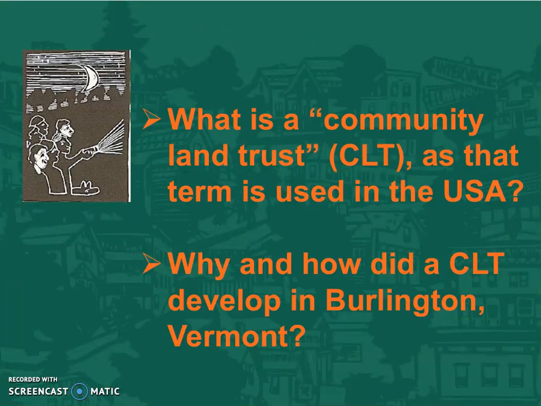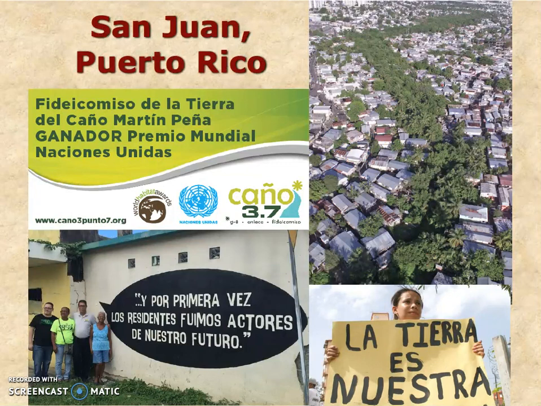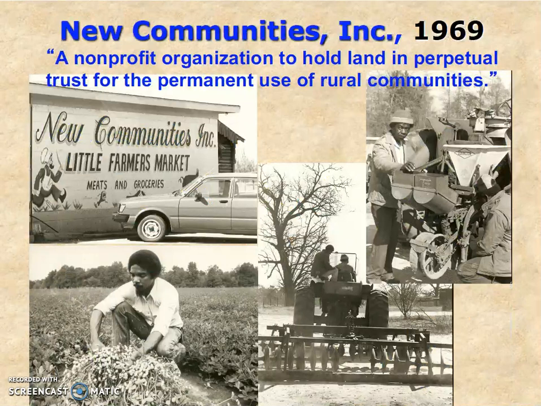So as I said, I've been asked to talk about the CLT here in Burlington, which I will do in a few minutes, but let me first give a quick introduction to the model as it has developed in the U.S. There are now over 250 community land trusts in the United States, including a very successful one that was organized by community activists in Puerto Rico that has developed a CLT to own land that was formerly owned by the city, on which hundreds of families had squatted and had built homes that had lived for several generations with no security of tenure.